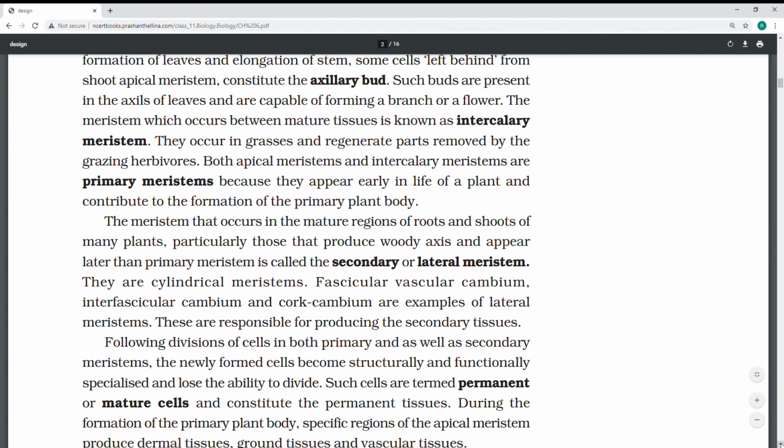They have given that these buds are present in the axil of leaves and are capable of forming a branch. The meristem which occurs between mature tissues is called intercalary. They occur in grasses and regenerate parts removed by grazing herbivores. Both apical and intercalary meristems are primary. Those which produce the woody axis are secondary. After the primary meristem it comes, that is why it is called secondary, or lateral.